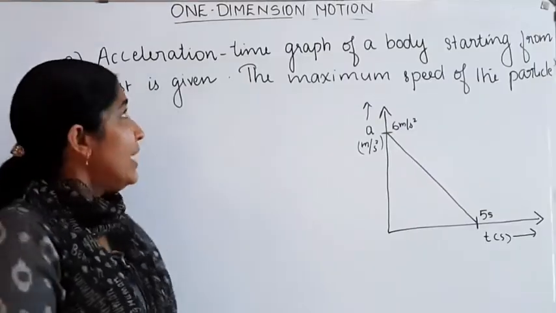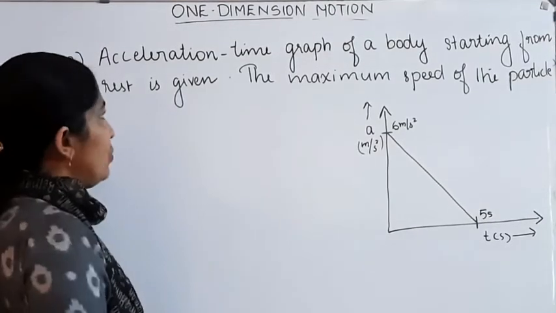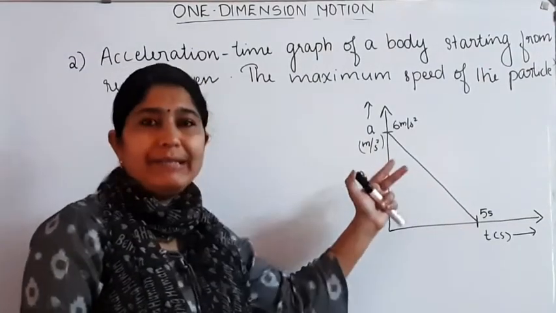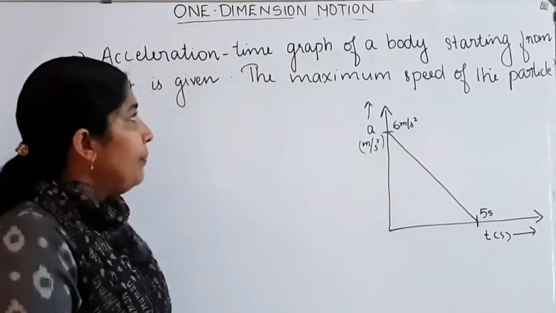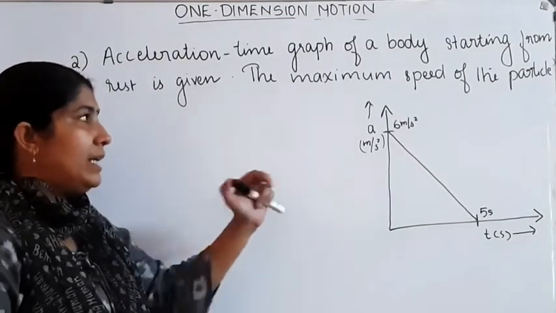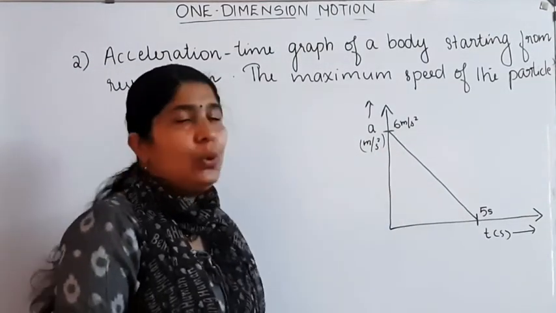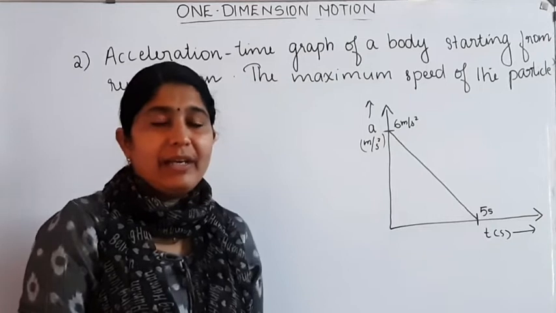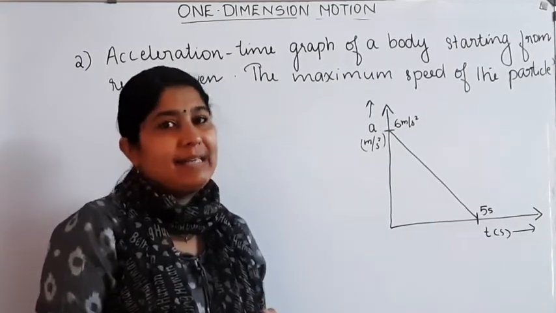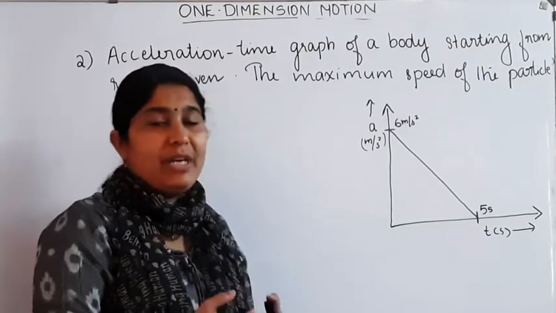Our second question. The acceleration-time graph of a body starting from rest is given. We want to find the maximum speed of the particle. From the acceleration-time graph, how can we find speed? The area under the acceleration-time graph gives speed.